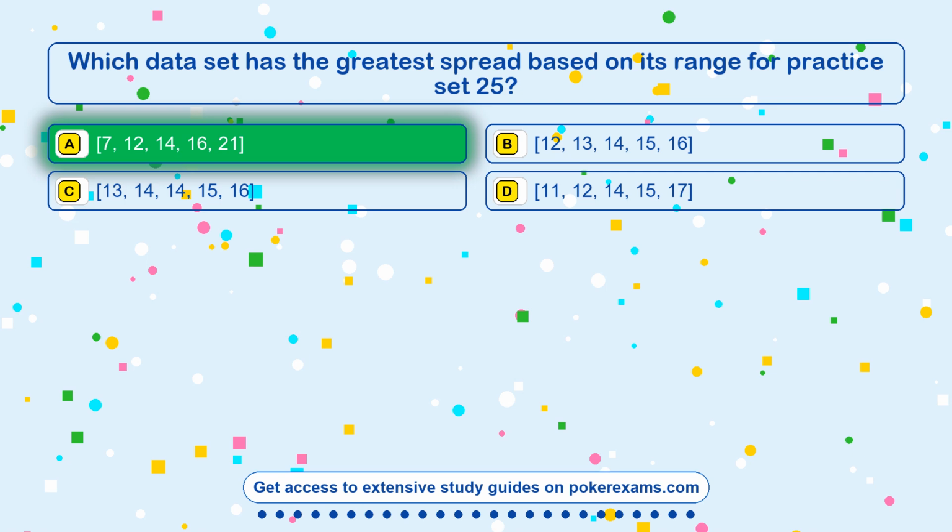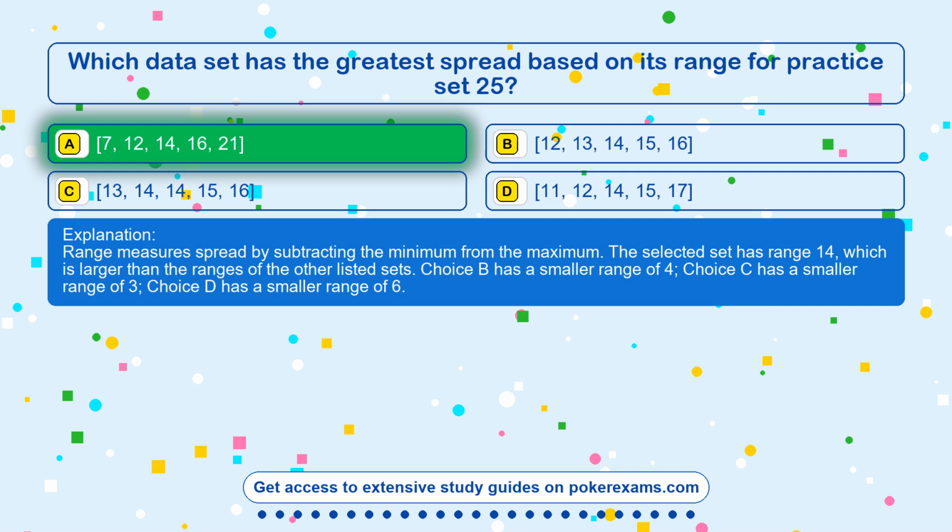The correct answer is option A, 7, 12, 14, 16, 21. Range measures spread by subtracting the minimum from the maximum. The selected set has range 14, which is larger than the ranges of the other listed sets. Choice B has a smaller range of 4, choice C has a smaller range of 3, choice D has a smaller range of 6.